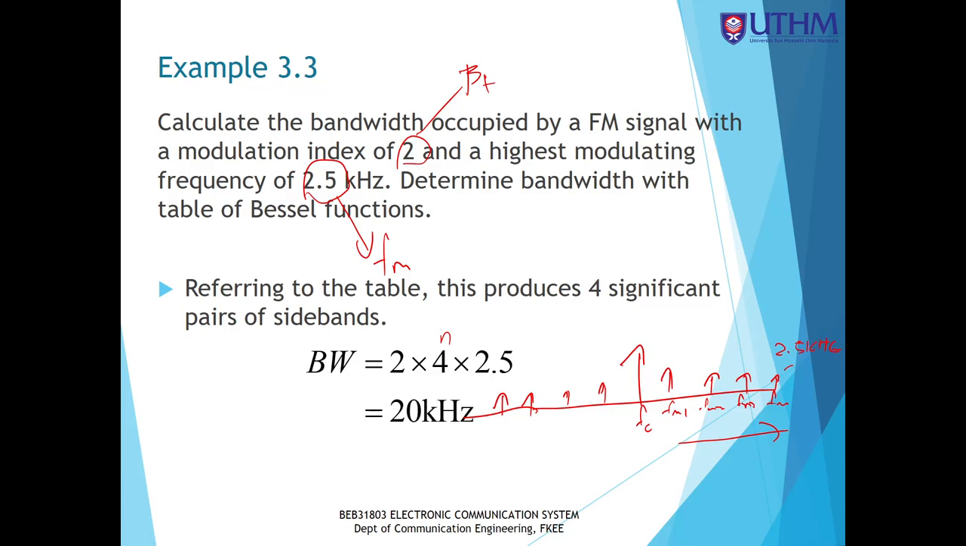Okay, so what does it mean by highest? I just want to show you the highest modulating frequency. That means it is the highest frequency of FM. Because in FM we have a few set of frequencies, so we choose the highest. So in this case 2 times 4 times 2.5, this is FM. So we get bandwidth of Bessel equal to 20 kilohertz. Okay, bersamaan dengan 20 kilohertz. So normally we write here as a bandwidth of Bessel, BW Bessel.